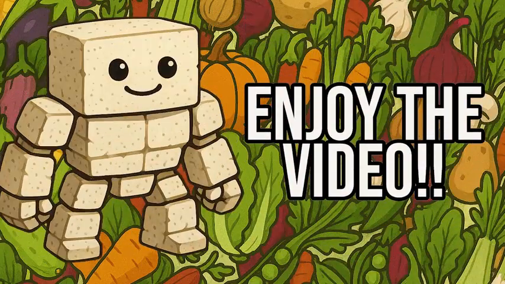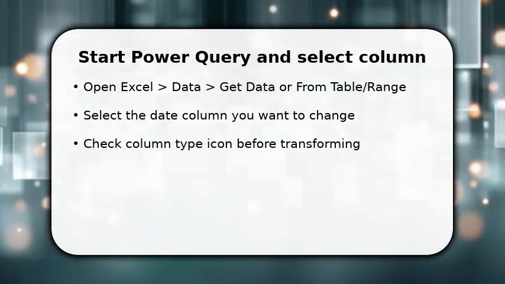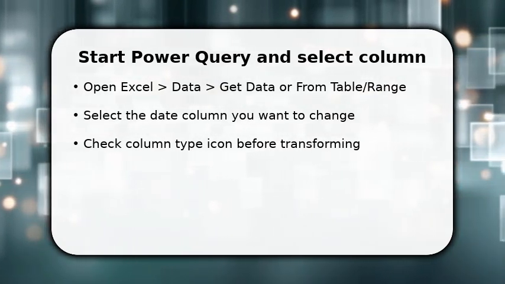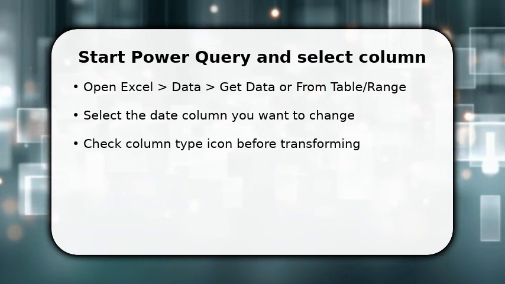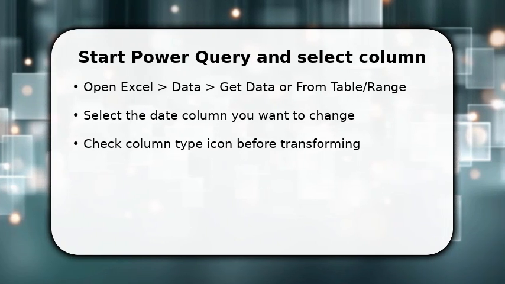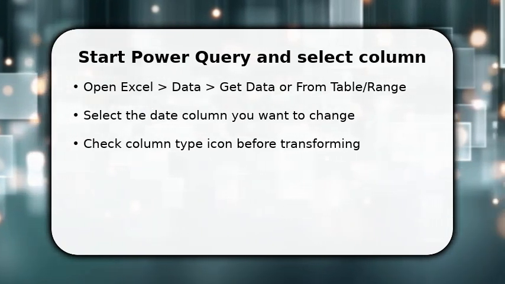Please enjoy the video. You begin inside Power Query Editor. Open your table, then select the date column you need to change. Once selected, glance at the column type icon to see current formatting. This tells you whether it is text, date, or date/time.